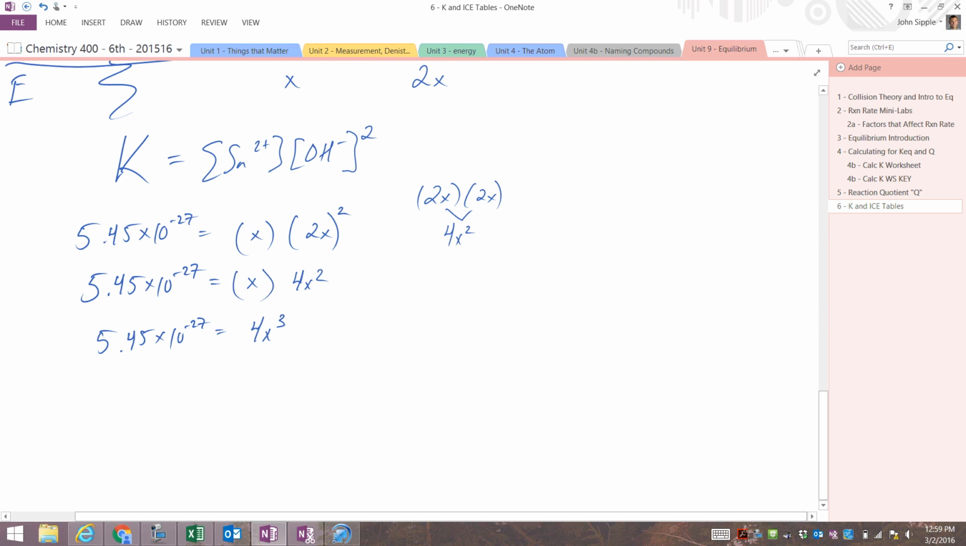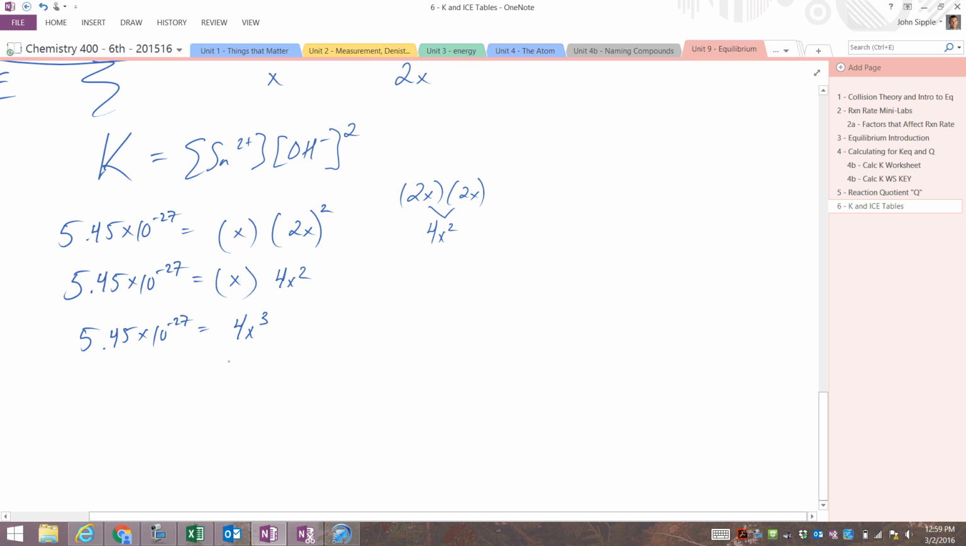Okay. All right, then you just solve for x, right? Divide 5.45 by 4. 1.36 times 10 to the minus 27 is equal to x cubed. Then you have to take the cube root of that. So math, cube root, second answer. So I got x equal to 0.11 times 10 to the minus 9.